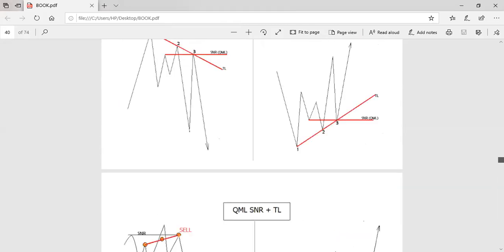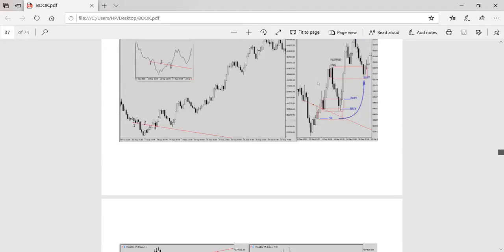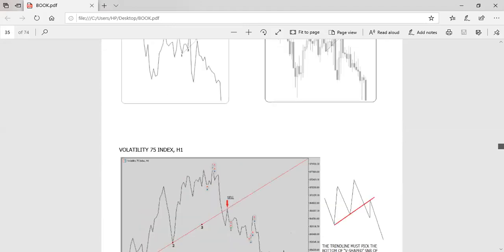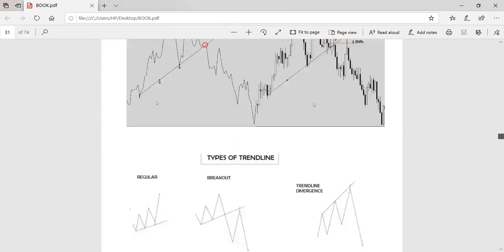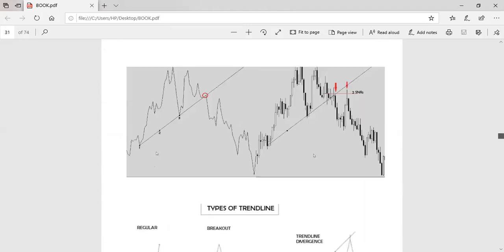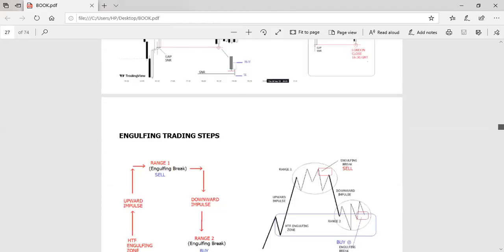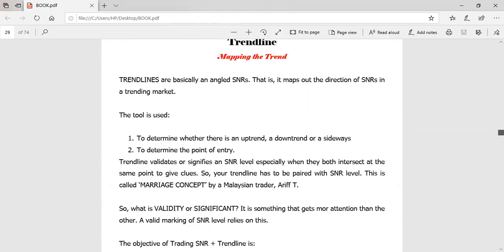So we look at the uses of trend line. What are the uses of trend line? The tool is used, first, to determine whether there's an uptrend, a downtrend, or a sideway.